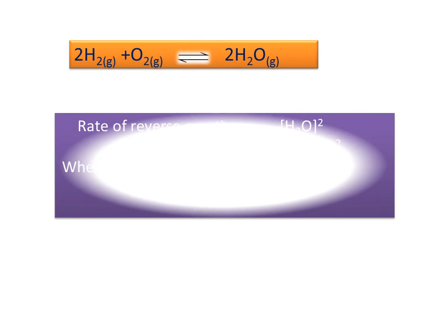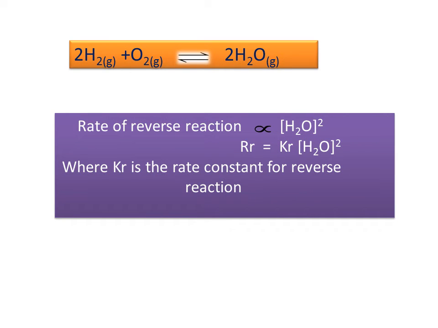reaction. Now the rate of reverse reaction for this second reaction. Rate of reverse reaction is directly proportional to concentration of water. We can write RR is equal to Kr, concentration of water, because we eliminate this proportionality sign with this equality sign, and we put down the Kr as the rate constant for the reverse reaction, where Kr is the rate constant for reverse reaction.